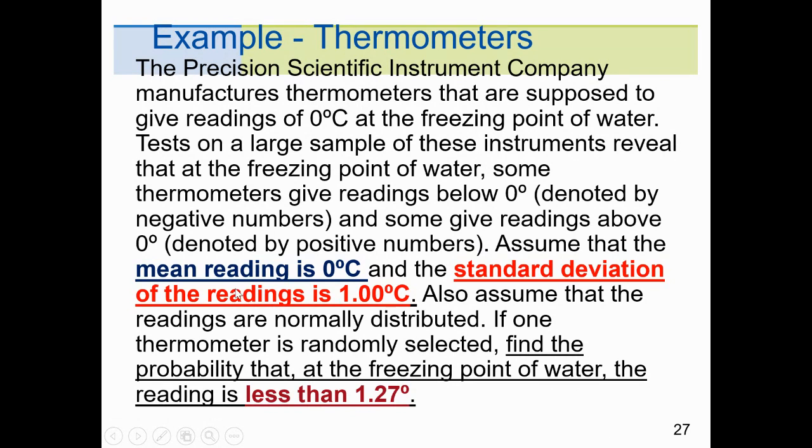He says, hey, assume that the mean reading is 0 degrees centigrade, standard deviation is 1. The minute I see that, mean of 0, standard deviation of 1, I've got a standard normal. All right. Also, assume that the readings are normally distributed. If one thermometer is randomly selected, find the probability that at the freezing point of water, the reading is less than 1.27. So this is what we're looking for: the probability that at the freezing point of water, the thermometer is reading less than 1.27.